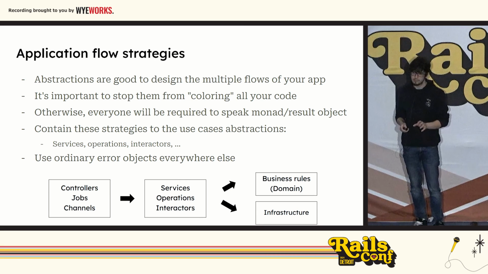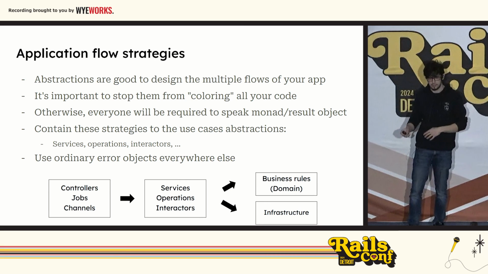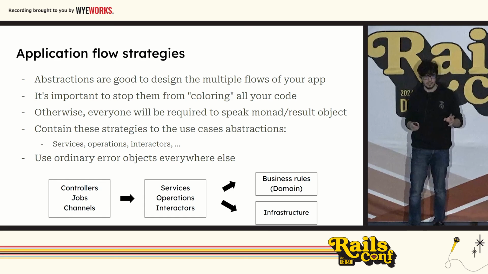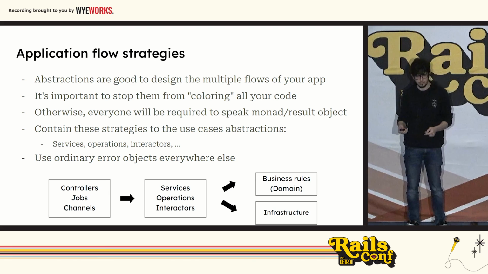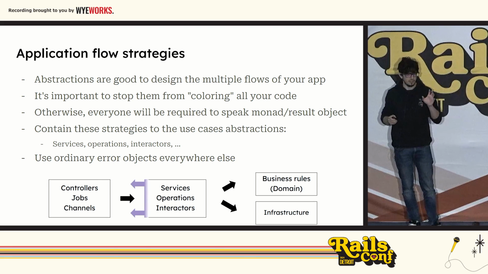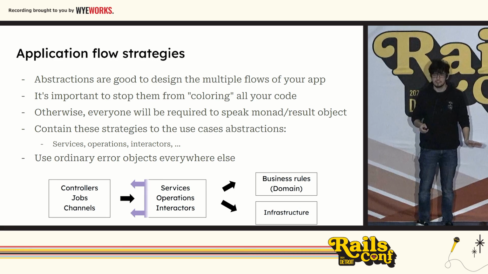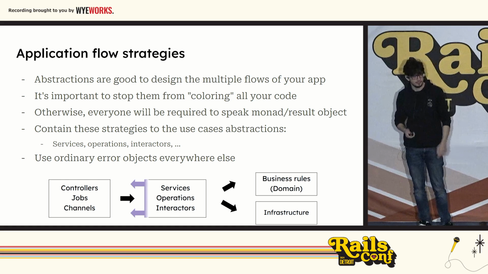So if your Rails app has a flow similar to that, where you have some input layer, like a controller, or a job, or a channel, calling a use case, and this use case is responsible for juggling between your models and your other services and the infrastructure of your code, you should keep your application flow strategies inside the use case layer facing the input layer, so that all the rest of your code doesn't need to know how to speak result object or how to speak monad.